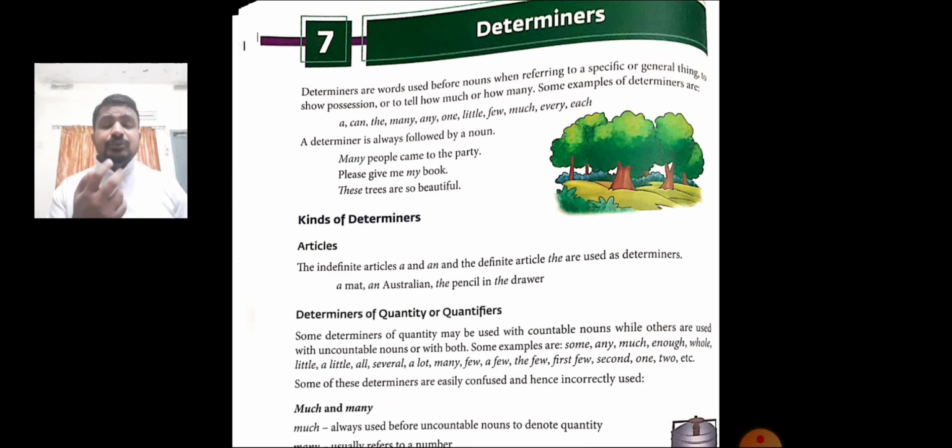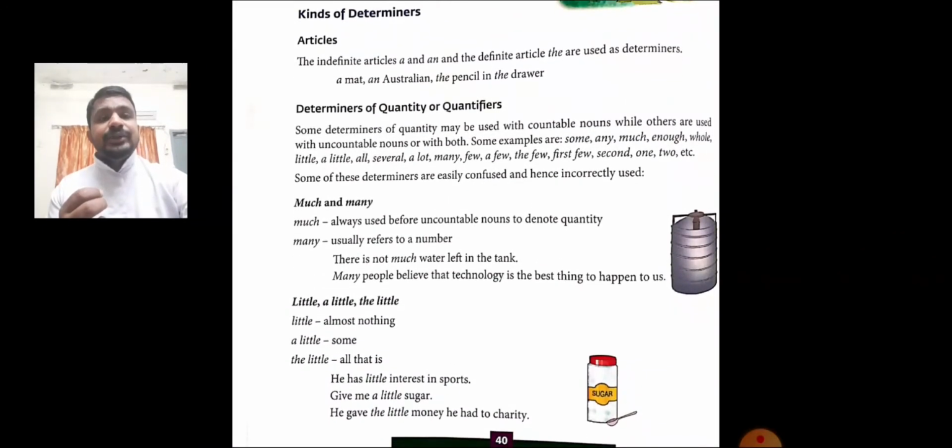Now we shall move to the second one, determiners of quantity or quantifiers. Some determiners of quantity may be used with countable nouns, while others are used with uncountable nouns or both. For example, some, any, much, enough, whole, little, a little, all, several, etc. Now we are going to see a few confusing ones, and how they are used.